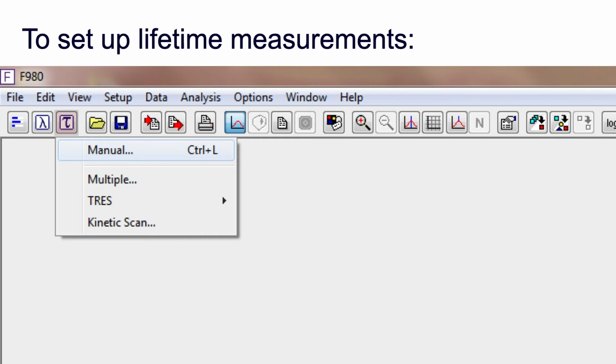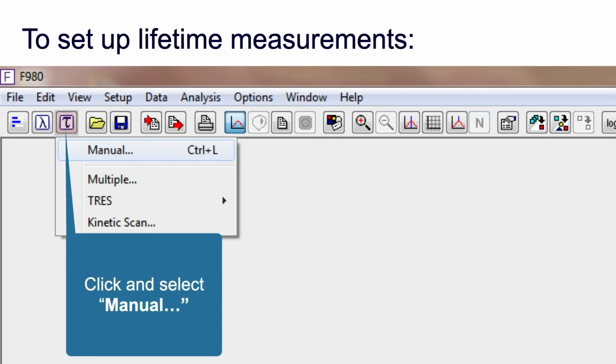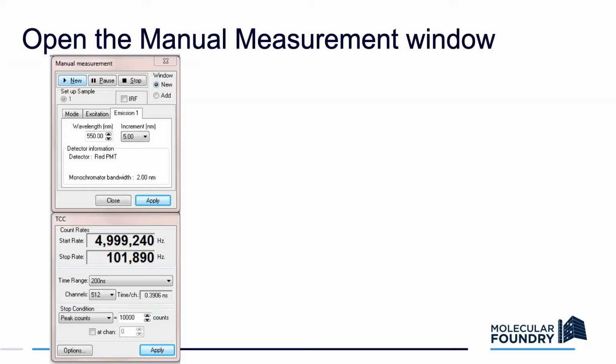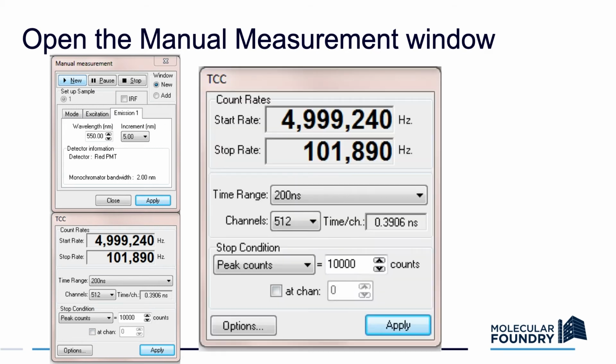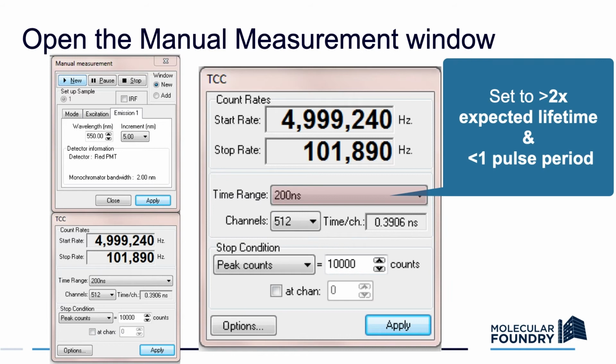Once you verify that your emission spectrum is correct, then you can click on this tau button and select Manual for a manual lifetime measurement. 2 windows will open up, the manual measurement window and then the TCC window. Let's take a look at the TCC window at the bottom. Here you can see that it shows you your pulse rate, which here is 5 megahertz, and it also shows you the time range, which is currently set at 200 nanoseconds.